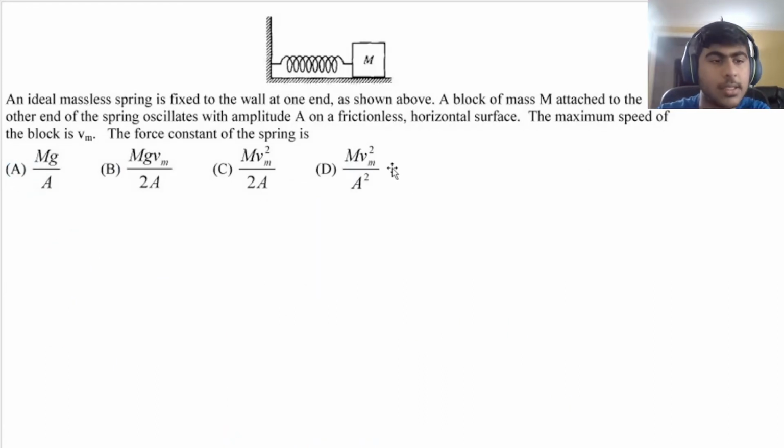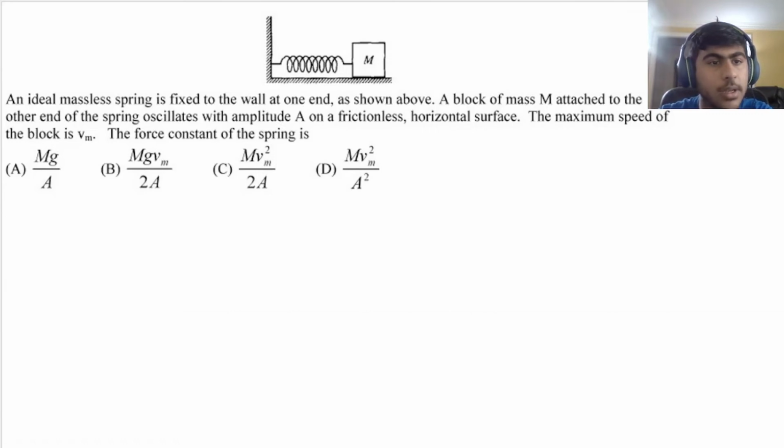This is our last multiple choice question, and it is: an ideal massless spring is fixed to a wall at one end as shown above. A block of mass m attached to the other end of the spring oscillates with amplitude A on a frictionless horizontal surface. The maximum speed of the block is Vm. They're asking us for the force constant of the spring.